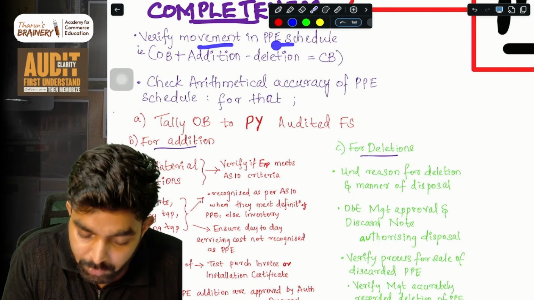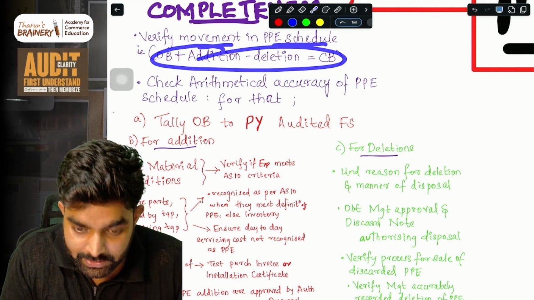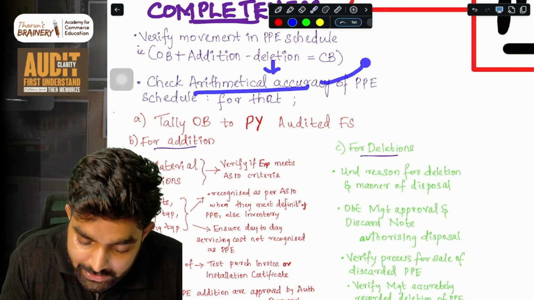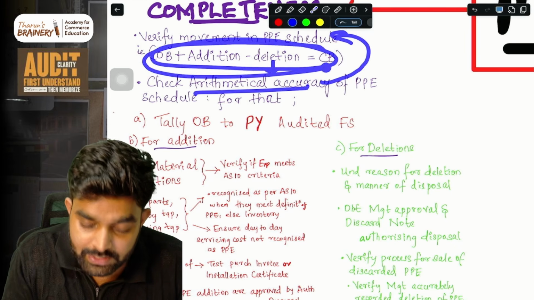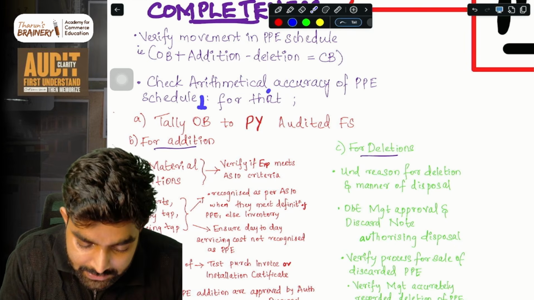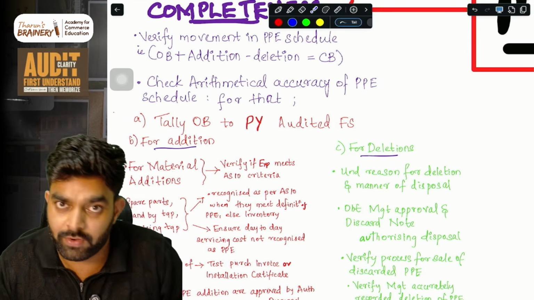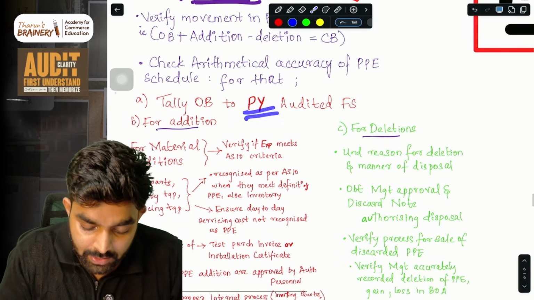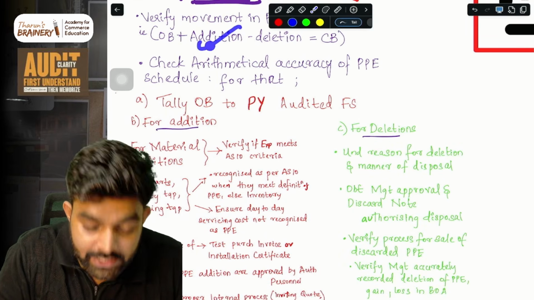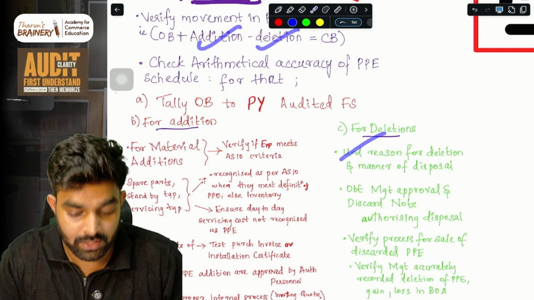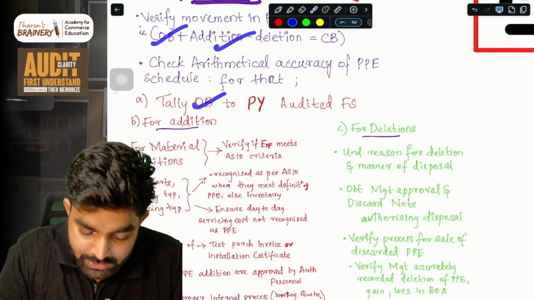So first you verify the movement in the PPE schedule, that is, the opening balance and so on. The second step is to check the arithmetical accuracy, that is, whether all this calculation is correct. For that, the first thing you need to check is that the previous year closing balance is correctly brought forward as the current year opening balance. Then for addition, once the opening balance is correct, how will you check? For deletion, how will you check? So we checked the opening balance. Now, for additions, what will you do?